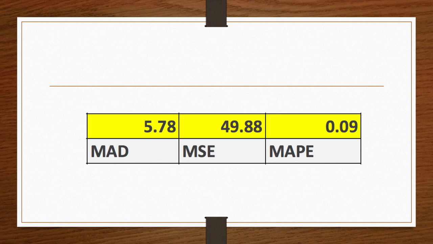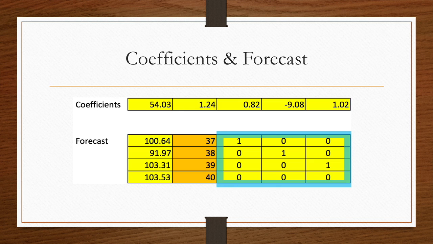MAD, which is the mean absolute deviation, was 5.78. MSE, which is the mean square error, is 49.88. And the MAPE, the mean absolute percent error, is 0.09.